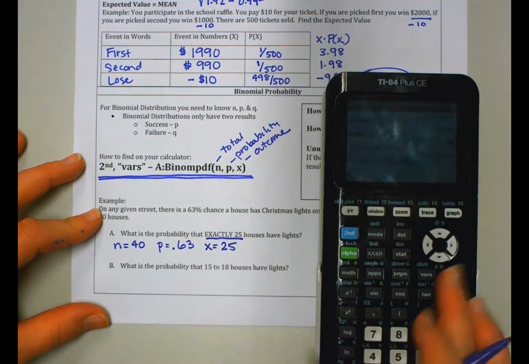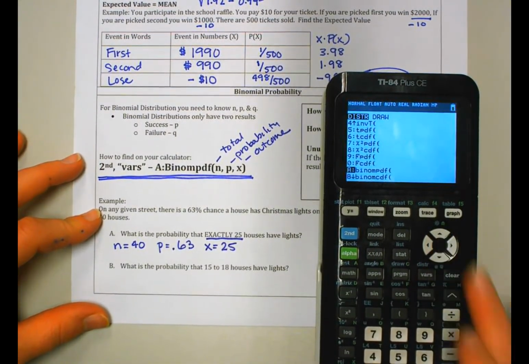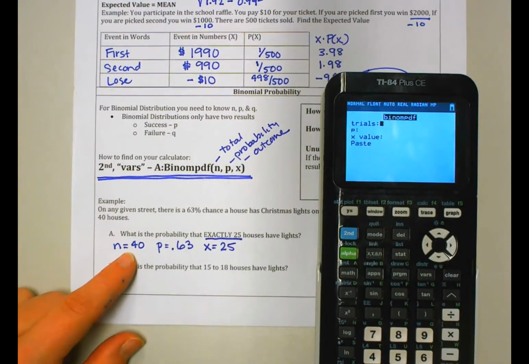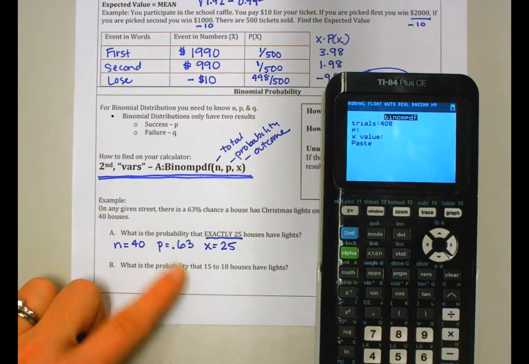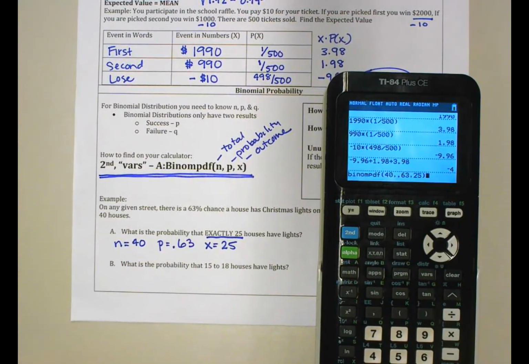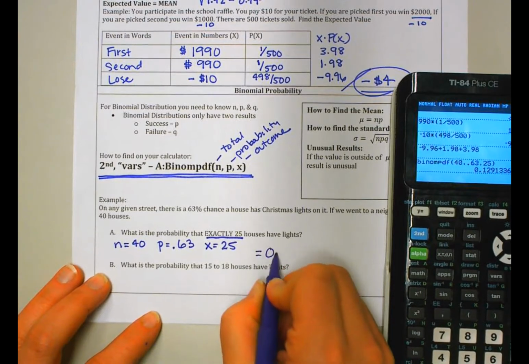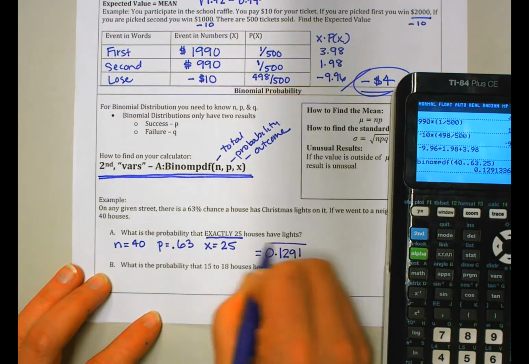So then when we go to calculate that, we hit second vars. We go down to our binomPDF. Our N value, or our trials, is 40. Probability 0.63, and our X value 25. So we get that our probability here is 0.1291.